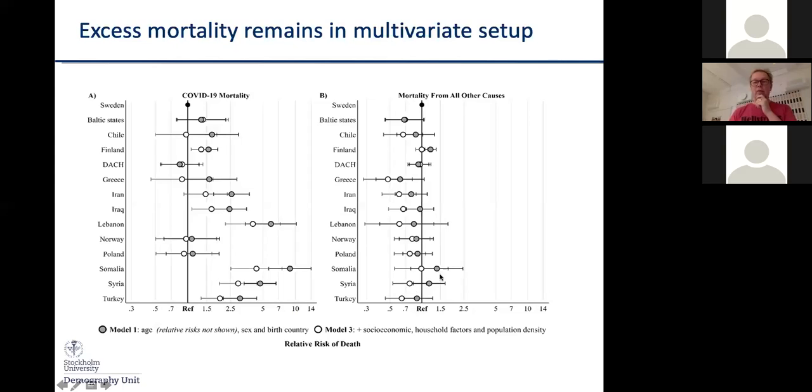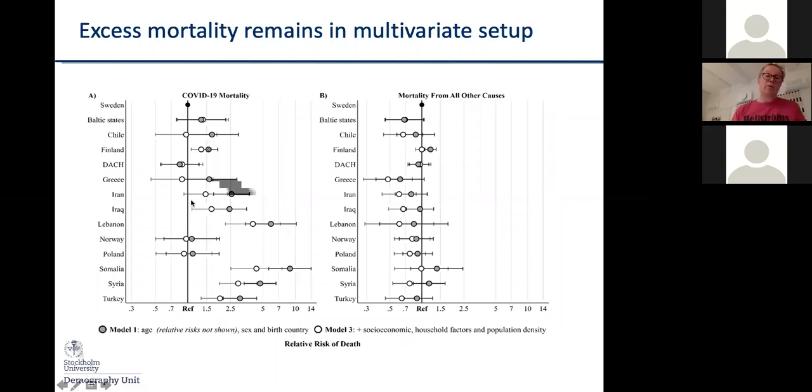The gray curves are the univariate models where you only control for age, the age composition of the migrants, which is the basic demographic parameter. And then the white circles are when you control for socioeconomic factors, household factors, and the population density in the area where you live, factors that have been raised that we thought were important. When you control for this, the healthy migrant effect becomes even stronger. So when you control for the fact that many migrants have a somewhat less advantageous socioeconomic setup, the healthy migrant effect is even stronger.